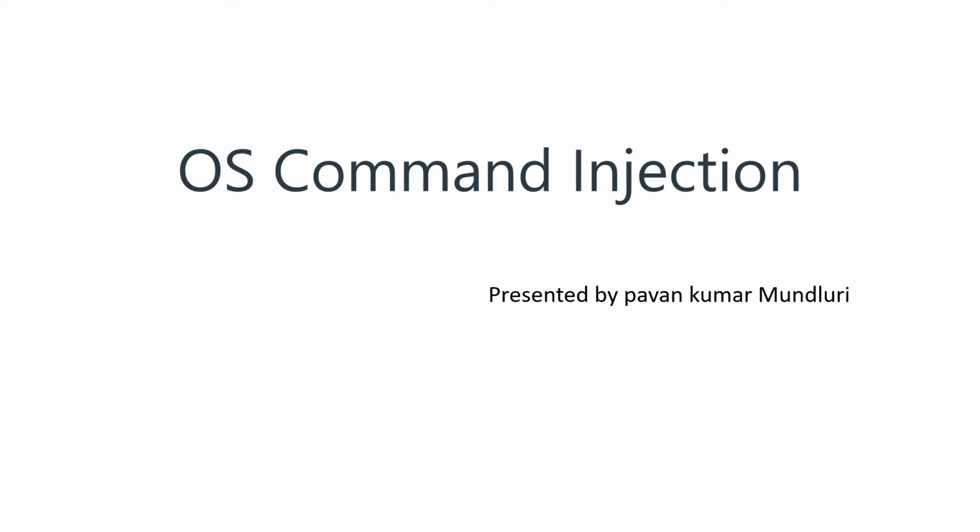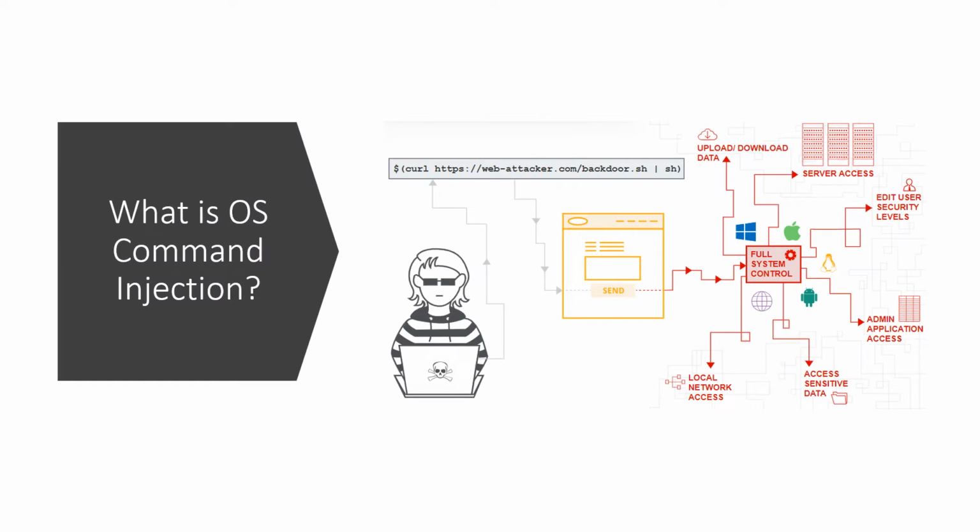My software weakness topic presentation is OS command injection. What is OS command injection? OS command injection is a web security vulnerability that allows an attacker to execute arbitrary operating system commands on the server that is running the application, and typically fully compromise the application and its data.